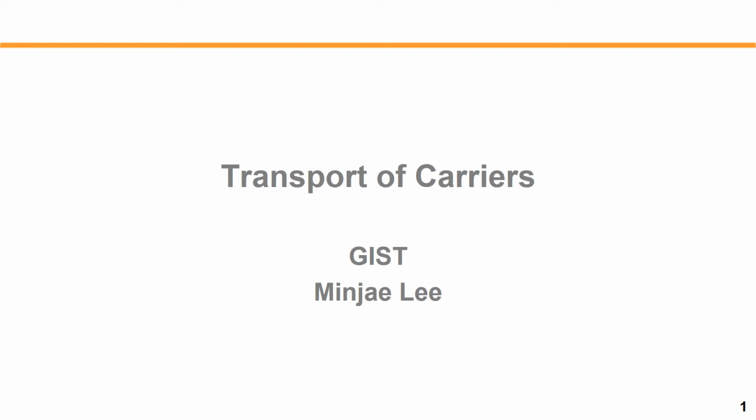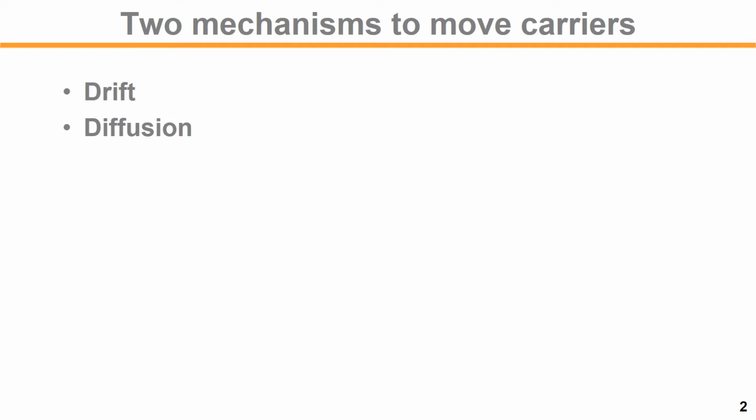We will learn about transport of carriers in this chapter. The transport means the movement of carriers, right? There are two mechanisms to move carriers. So far we had learned about the carrier kinds. One is electron and the other one is hole. So two mechanisms are drift and diffusion.